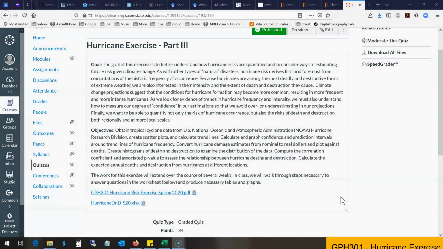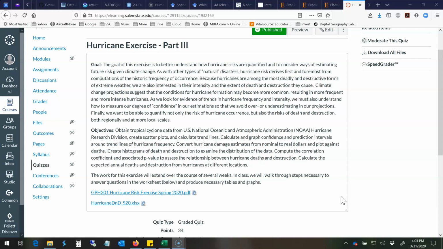This video is a walkthrough tutorial for part 3 of the hurricane exercise for GPH301, Intro to Quantitative Geography. Up to this point, we've been working with hurricane, or rather tropical cyclone data, looking at frequencies of the occurrences of different types and levels of storms, and then looking at how we can characterize that frequency both in terms of statistics, but also in terms of graphing them, looking at both the trend line and also the confidence interval around that trend line, to get a better sense of how well the data is characterizing what's going on.